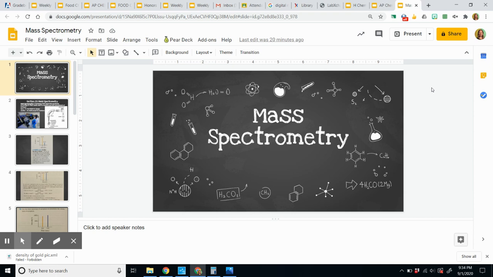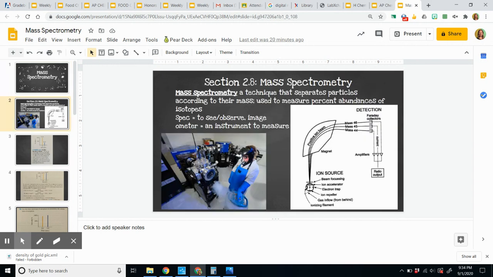Hello, today we're going to go over mass spectrometry. Mass spectrometry is a technique that separates particles according to their mass. It's used to measure the percent abundances of isotopes of an element.